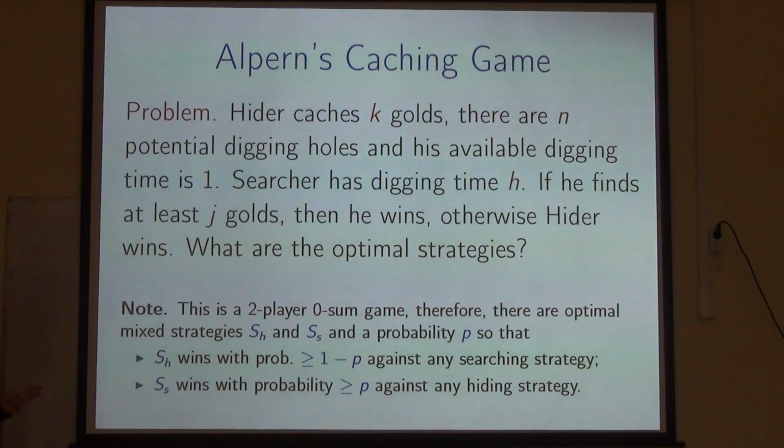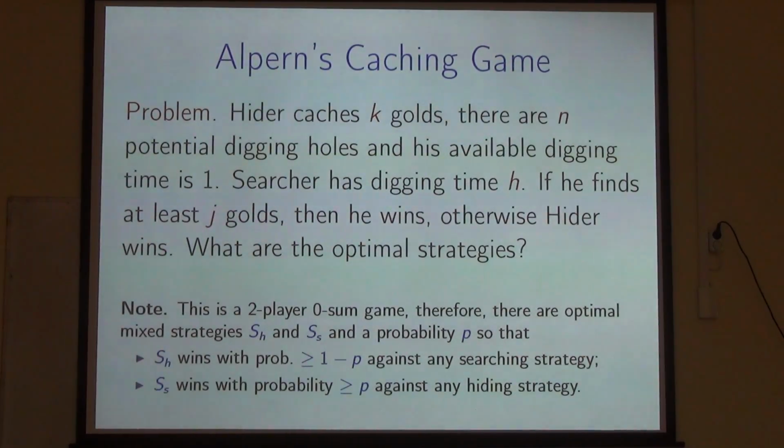So this is a two-player zero-sum game, therefore what you should know about it is that there is an optimal hiding strategy and an optimal searching strategy. The hiding strategy guarantees some probability of winning. The optimal searching strategy also guarantees some probability of winning, which sums up to 1. So it has such a nice kind of solution. That's the only thing you should know about the theory of these two-player zero-sum games.